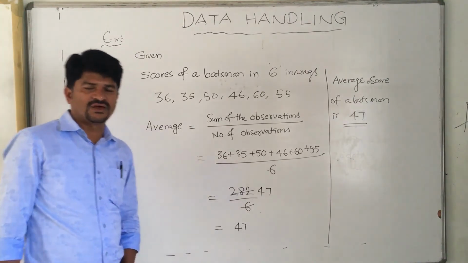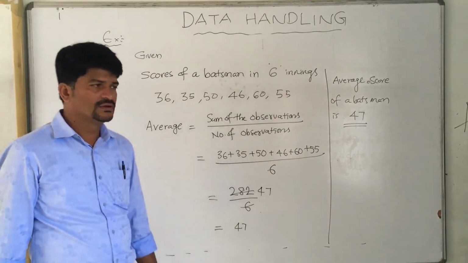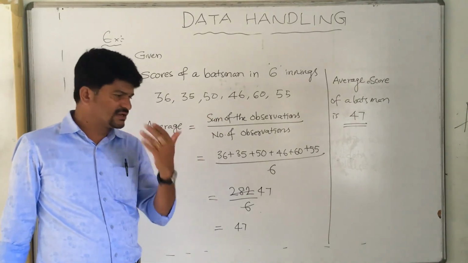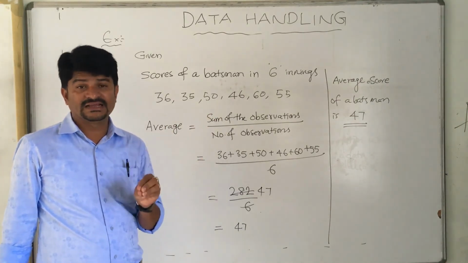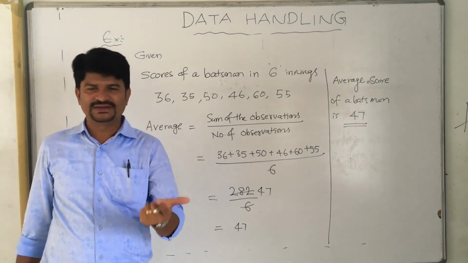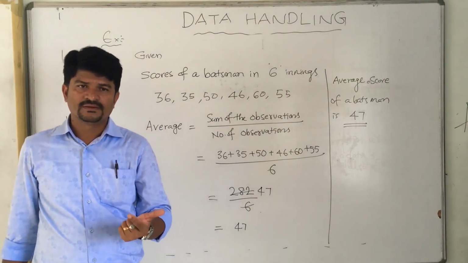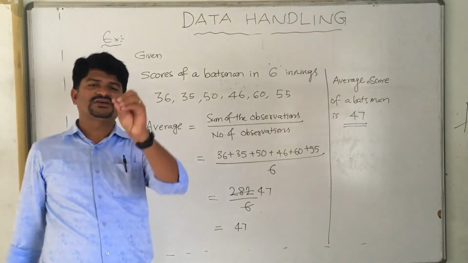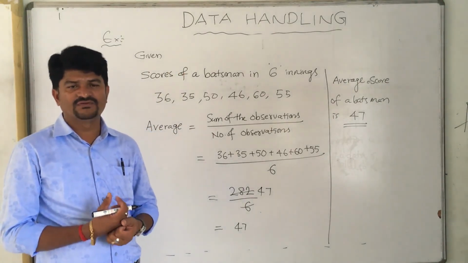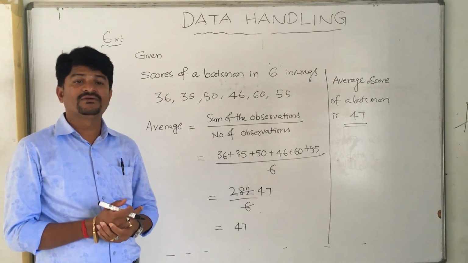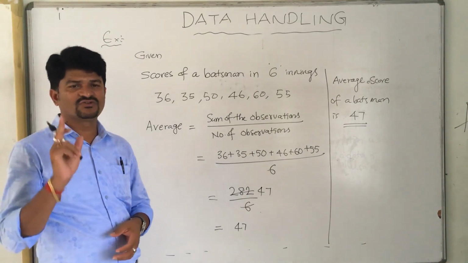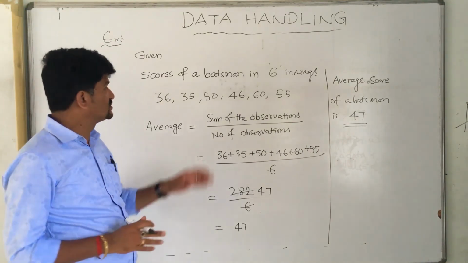Now, this is the question for all of you. Actually, this is a group question, but everybody can do it individually. Take the marks of your PT, either PT1 or PT2 or PT3, and find the average mark of your PT1, PT2, or PT3. If you have the data of your marks in your 6 subjects, find the average mark. Is it clear? By using arithmetic mean.